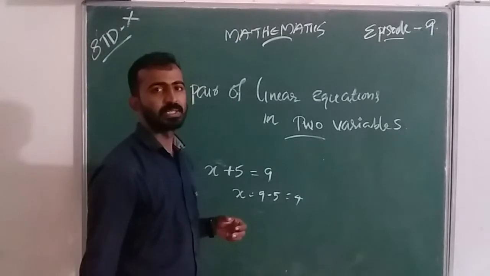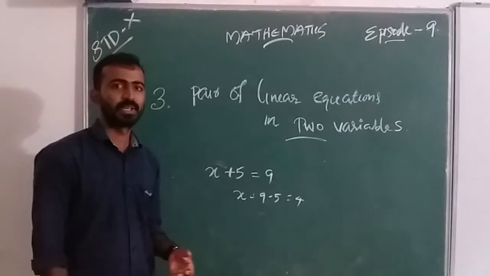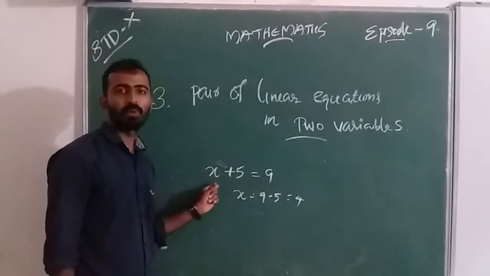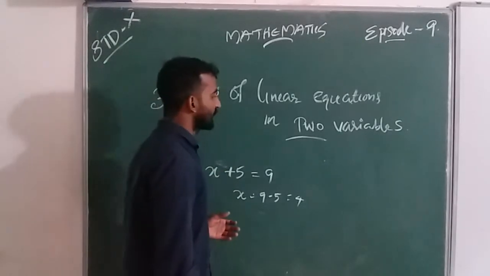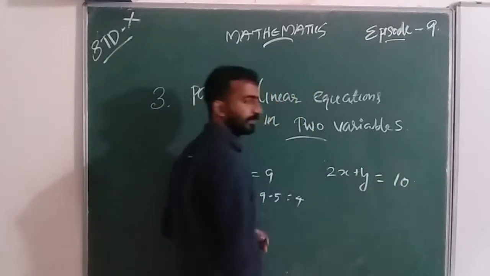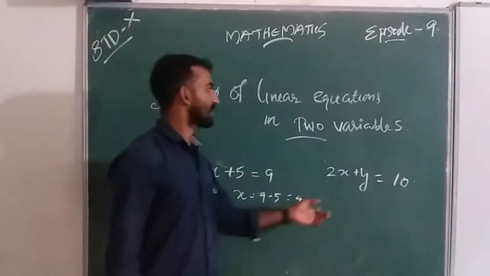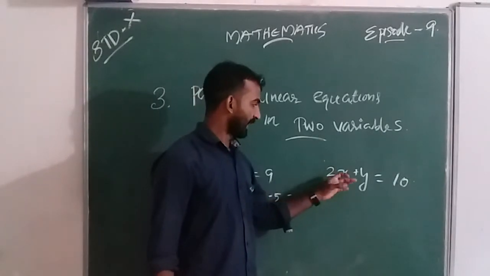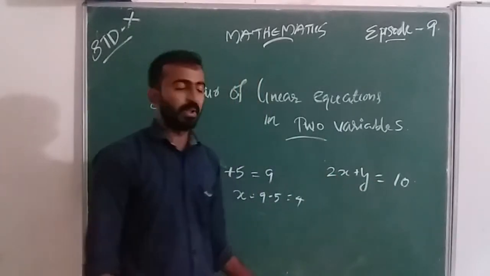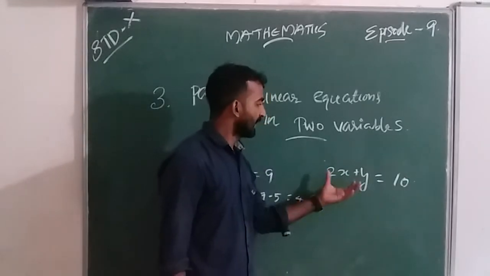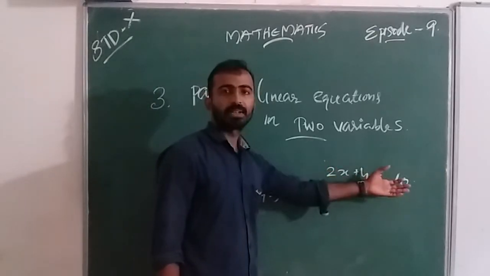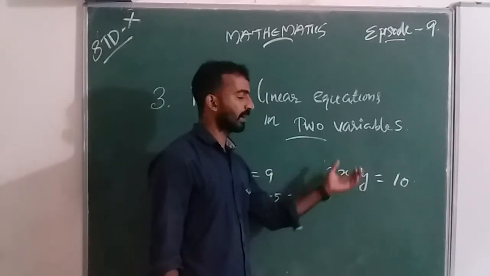The answer is 4. This is a linear equation in one variable. When we get 2x plus y equal to something, this is a linear equation in two variables. Here there are two variables. This is an equation because the equal sign is included. Here 2x plus y is called LHS and 10 is called RHS, left hand side and right hand side.